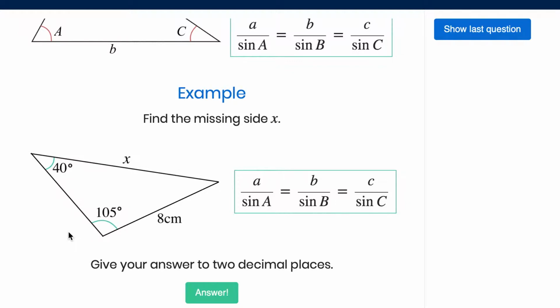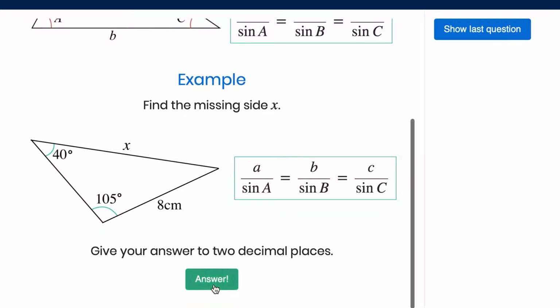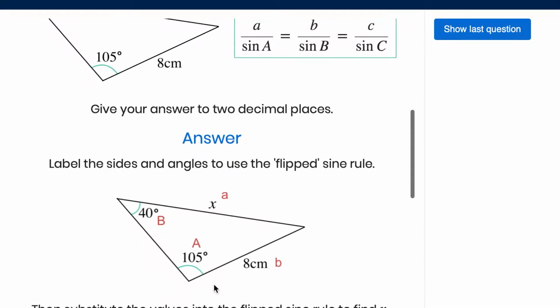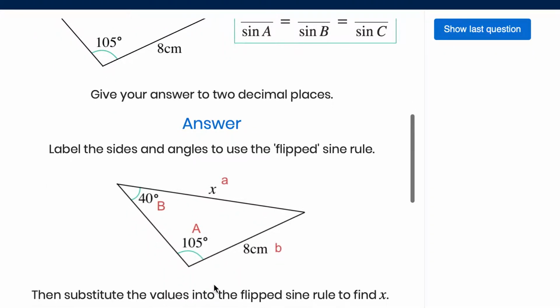Right, so let's see the method. It helps to label the sides and angles before using the flipped sine rule. So side a is opposite angle A, side b is opposite angle B. Then we simply substitute these values into the flipped sine rule to find x. Note that we only need to use the a and b parts of the rule because we're only given 2 angles and 2 sides. Side c or angle C is not mentioned.